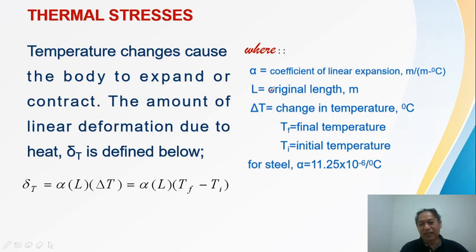Now, if none is mentioned, then the coefficient of linear expansion is 11.25 times 10 to the power negative 6 per degree Celsius. For the coefficient of linear expansion, the unit of length, which is meter per meter, may not be included because meter per meter is just like a unitless value. Or you can just go directly with per degree Celsius. Okay?